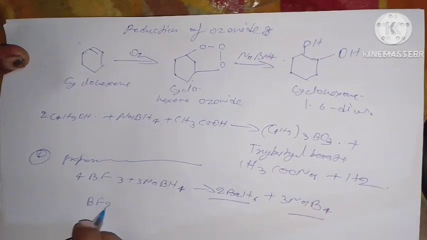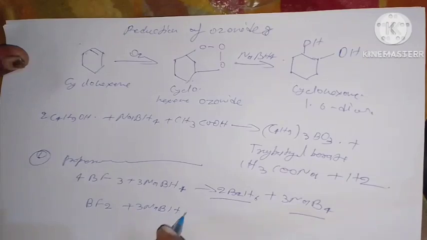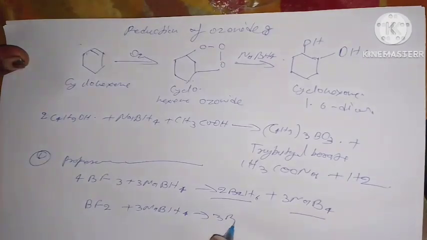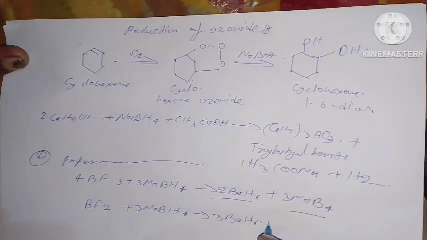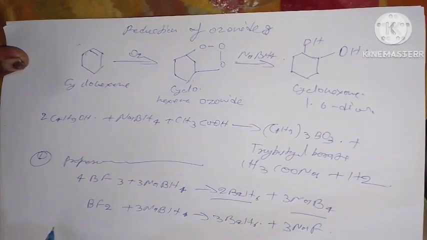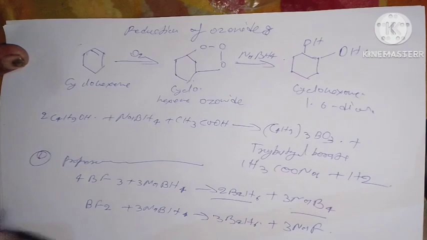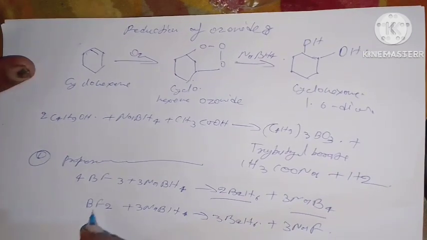And BF3 plus 3NaBH4, that makes 2B2H6 plus 3NaF. Hydroboration reaction. Hydroboration is done with the help of NaBH4 in diethylene glycol dimethyl ether or tetrahydrofuran THF solvent.